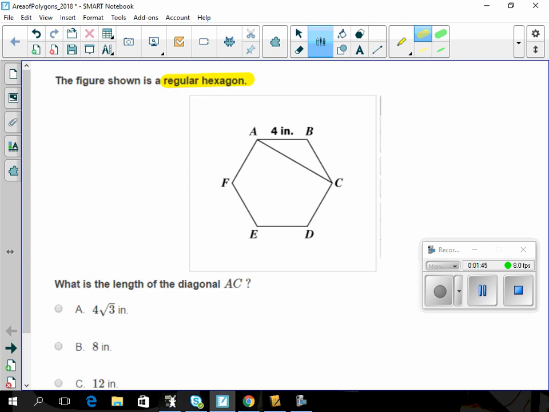What's true about the angles? Oh, they're all the same. Good. So the lengths of the sides are the same, and all the interior and exterior angles are the same. All right. How is that information, and we're going to use some of it, how is that information going to help us here?